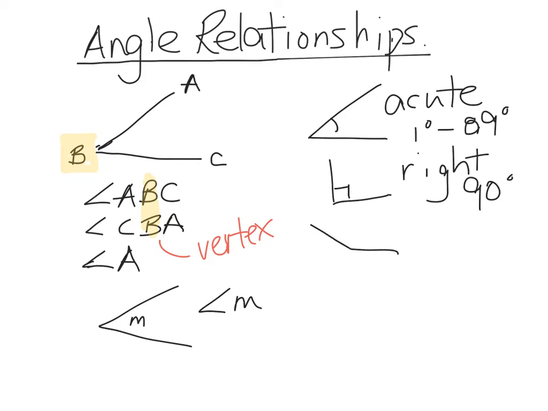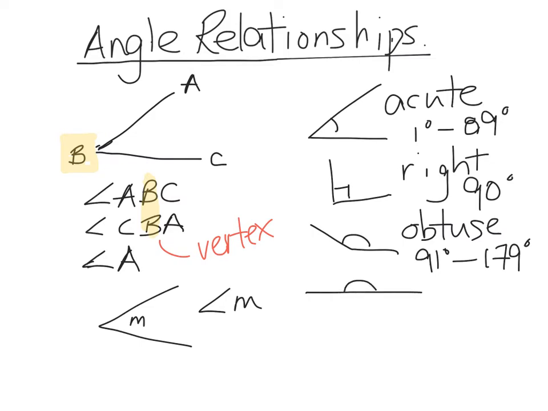And then if we go a little bit past, I know it's an obtuse angle, and that's going to go from 91 degrees all the way to 179 degrees. And then there's this guy. That was pretty good. If I want to measure that, that's a straight angle or a straight line, but if we're dealing with the angle, we're talking about a straight angle, and that's exactly 180 degrees.